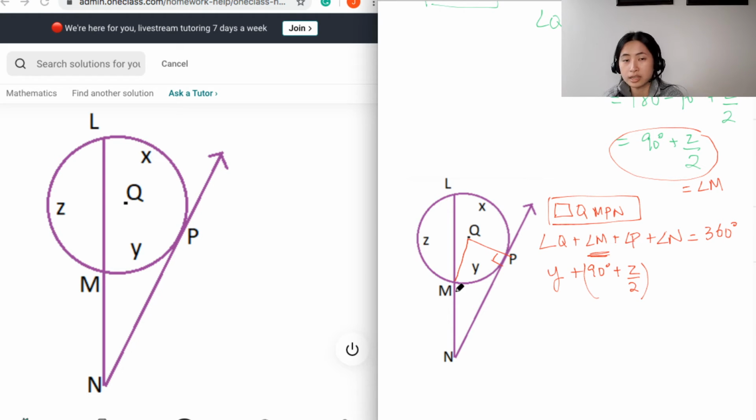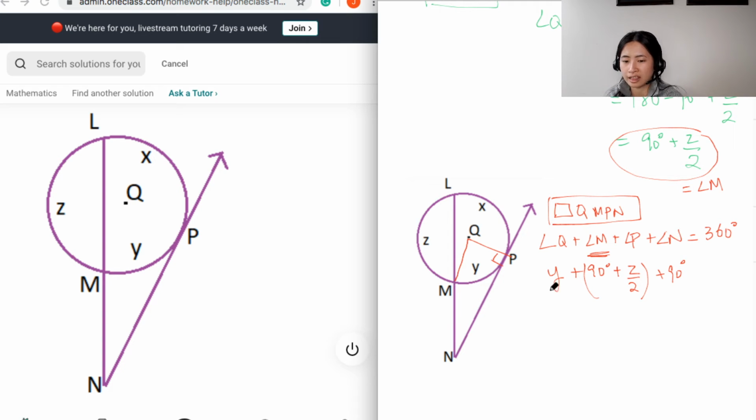And then for angle P, this is the one that's 90. So it's not angle M. Angle M is 90 plus Z over 2 because we said QMN, from this line segment LN, is equal to angle M. So that's right here. And for P, because I've already indicated that it's 90 degrees, it's a perpendicular bisector. So this is going to be 90 for angle P.